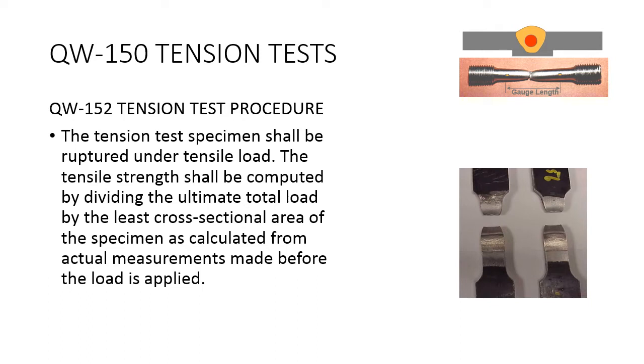QW-150 tension tests. QW-152 tension test procedure. The tension test specimen shall be ruptured under a tensile load. The tensile strength shall be computed by dividing the ultimate total load by the least cross-sectional area of the specimen as calculated from actual measurements made before the load is applied. So this tells us how we're going to do tension tests. Tension tests are, once again, the backbone of procedure qualification. So here is the test procedure on how you do it.